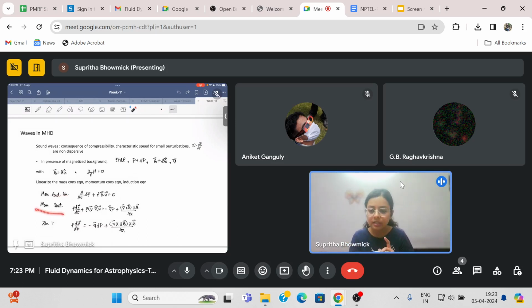But in the momentum continuity equation, you'll have a Lorentz force term, which is basically this. This is the J cross B force term arising because of the magnetic field. This is the full equation. Now we will linearize it to first order in perturbation. So let's look at the first term. To linearize this, let's look at it term by term. So the first term has a V in it. And this V is already the perturbation because we considered no background velocity.